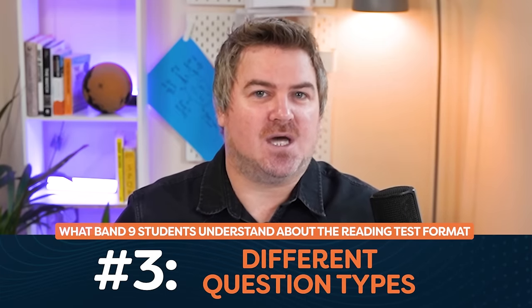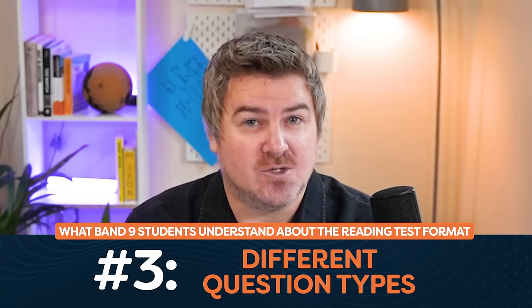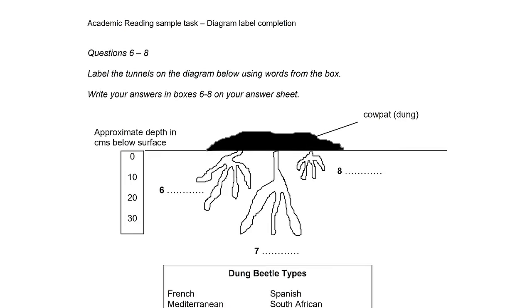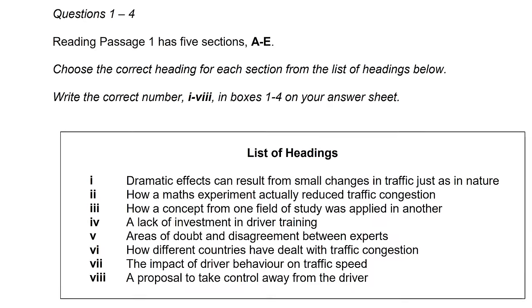The third big thing, and this is probably the biggest thing when it comes to the difference between Band 9 students and Band 6 and 7 students, is that Band 9 students understand that there are many, many different types of questions that you might get. You might get true, false, not given, multiple choice, labeling questions, short answer questions, matching headings questions, and on and on and on.